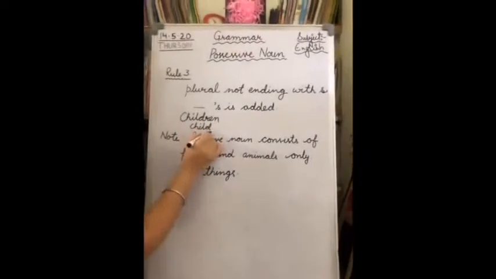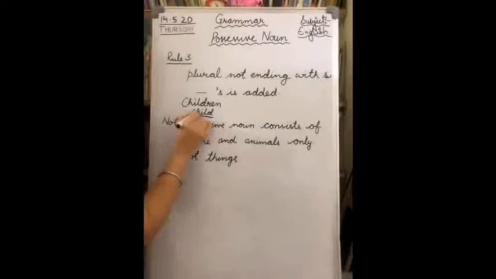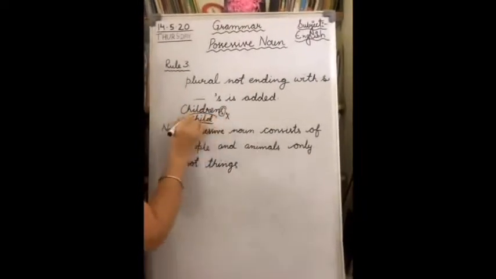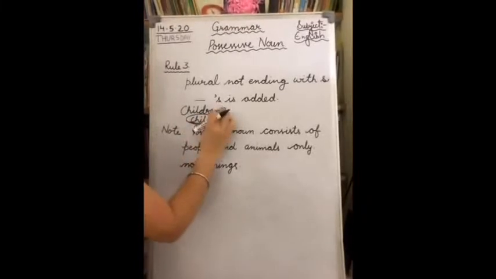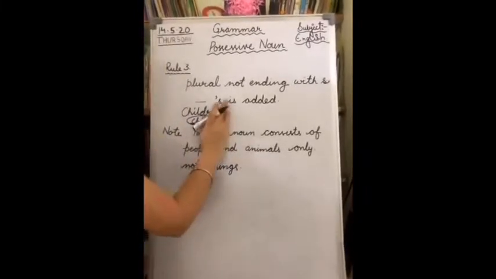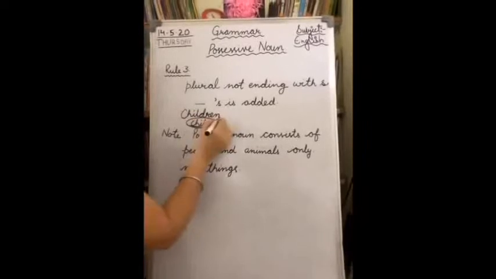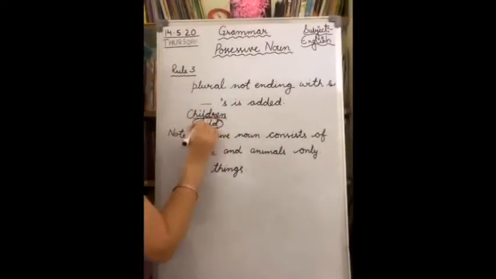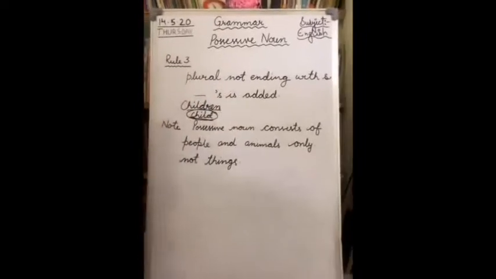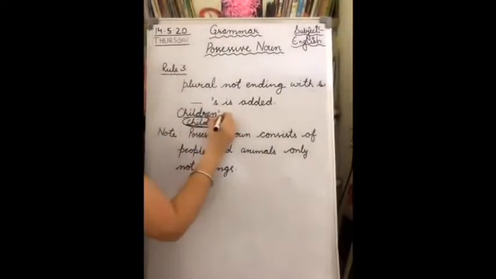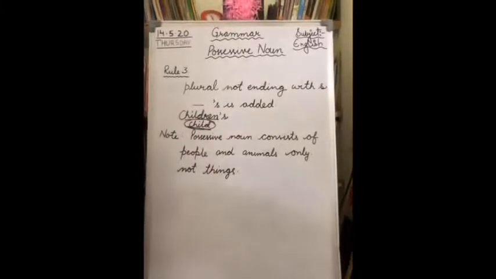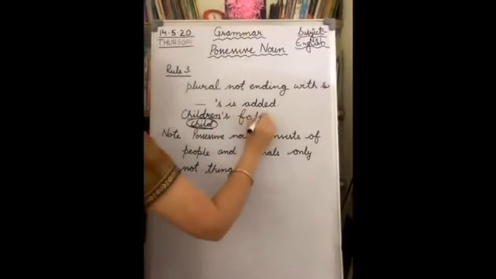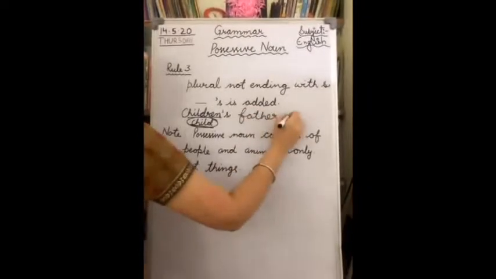Many children make this mistake. They write child, plural form of child as childrens. No, this is wrong. The plural form of child is children only. So keep this in mind. And when we write children and we have to convert this plural into possessive noun, what we are going to use? We are going to just add on apostrophe s. Children's father is brave.